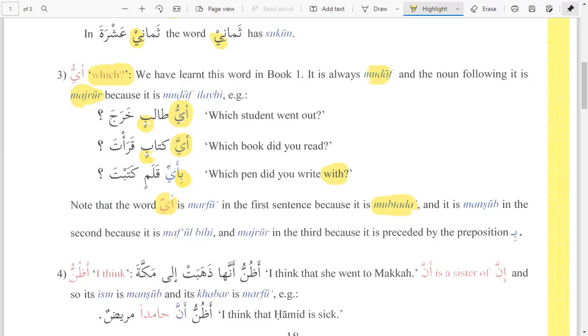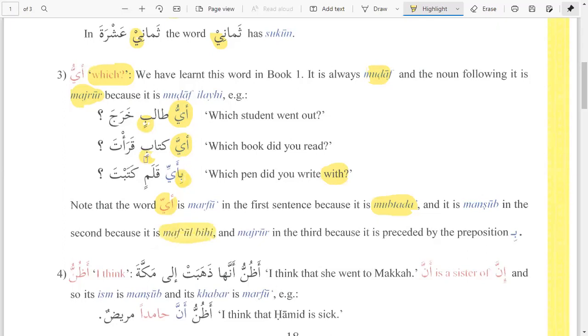Because of being the subject, the mubtada, it is marfu here. And talibin kharaja, this is khabar, predicate. And it is mansoob in the second because it is maf'ul bihi.